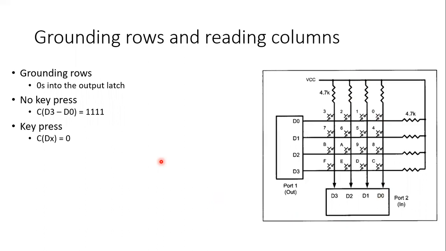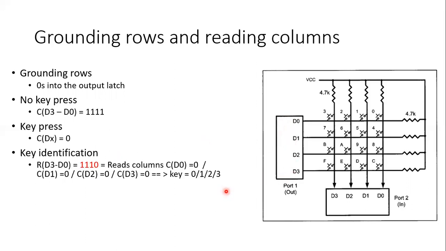Now, how to identify the key? For this, first we set the first bit of the row to 0, only the first bit, and all other bits are set to 1. Got it? So the first bit of the row, the D0 bit, is set to 0, and all other bits are set to 1, 1, 1. Then again, you read the columns.